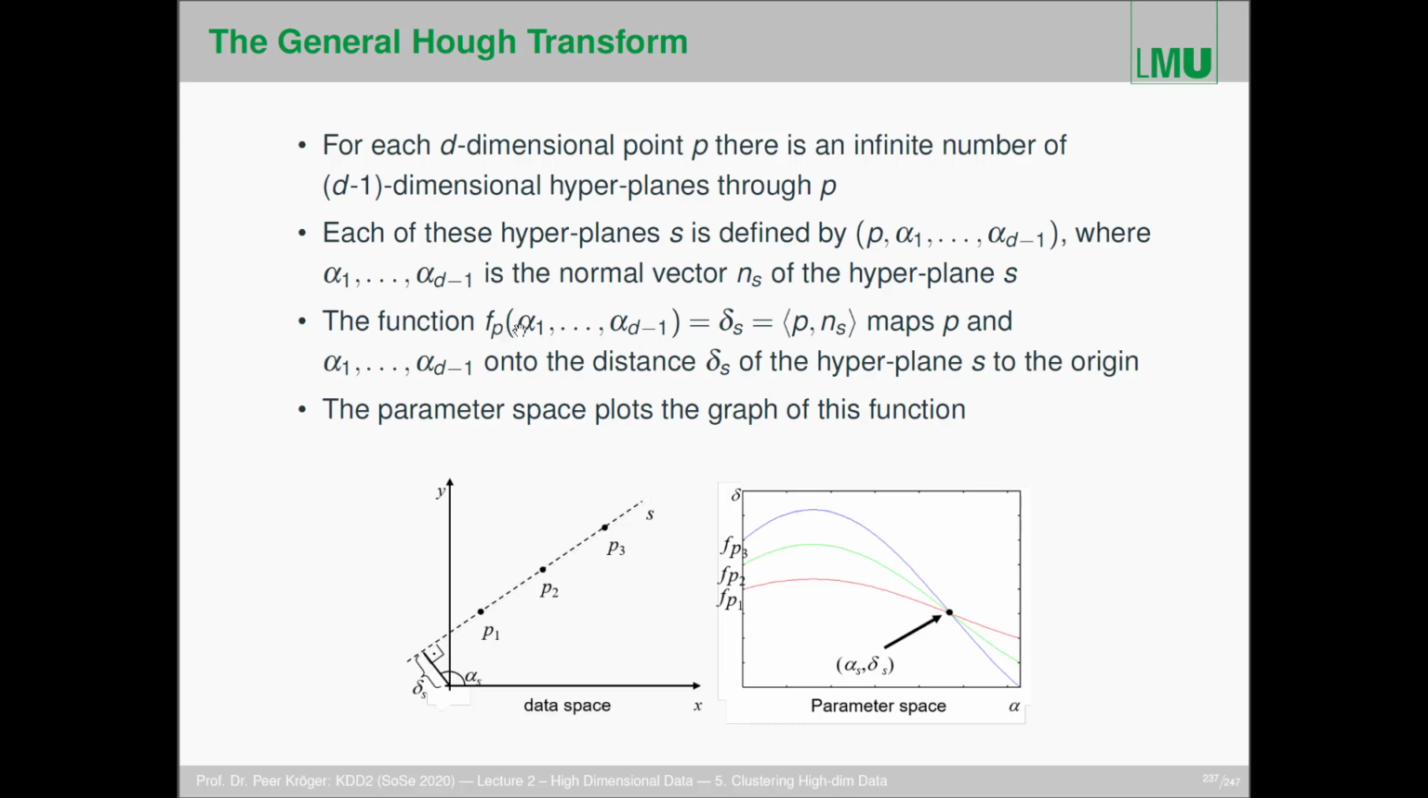And this function is actually nothing else than the parameter space. So the parameter space maps the angles, in this case the one angle, to the distance from the origin. So the parameter space plots the graph of this function.